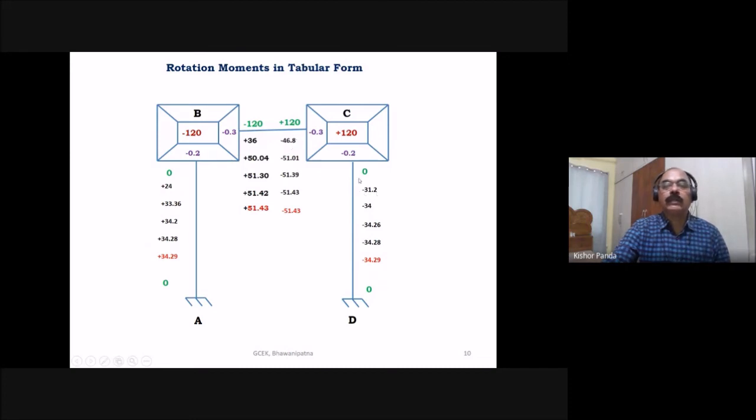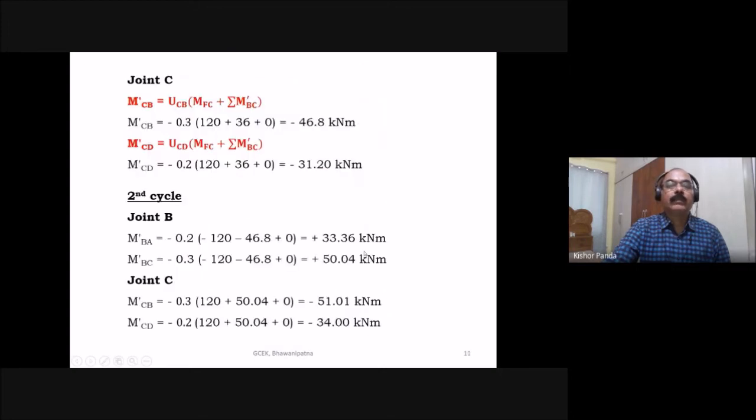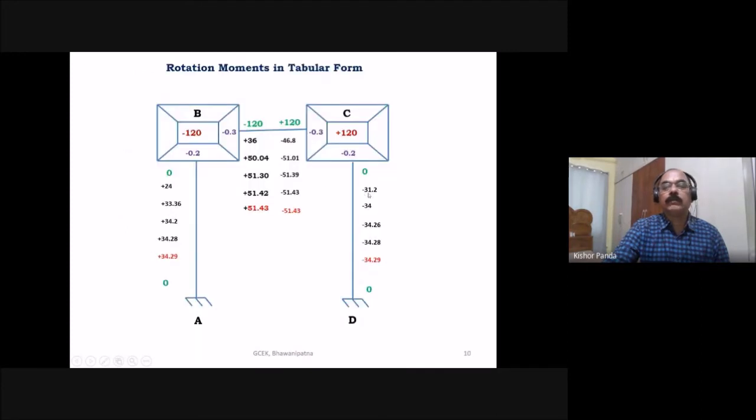Similarly, find out the near end rotational moment M dash CD. M dash CD is equal to UCD into MFC plus summation of far end rotational moments. So UCD is minus 0.2, and MFC 120, plus 36 plus 0. So this is equal to minus 31.20 kilonewton meter.